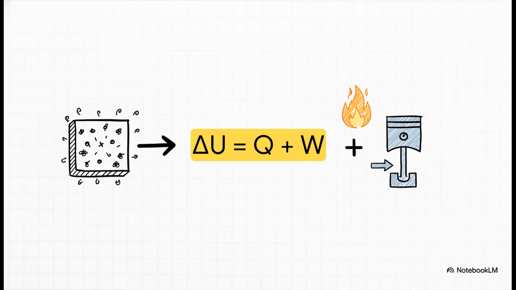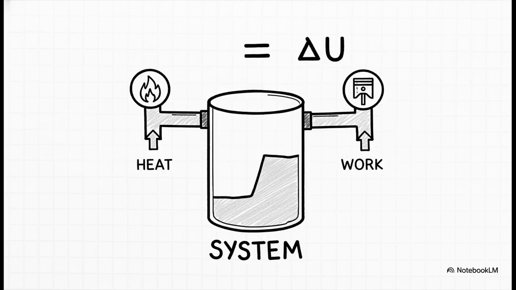And this all brings us to one of the most beautiful and powerful equations in all of physics, the first law of thermodynamics. Delta U equals Q plus W. It's such a simple statement, but the implications are huge. It means the change in a system's internal energy is exactly accounted for by the heat you add to it, plus the work you do on it. It's really just a perfect energy accounting system.